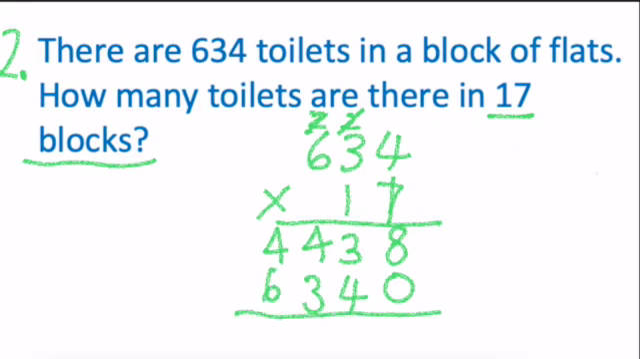Too easy. So I'm going to add the 2 rows now. 8 add 0 is 8. 3 add 4 is 7. 4 add 3 is 7. And 6 add 4 is 10. Now, obviously, I don't have to carry that 1 at the end for the 10 because there's no more rows. So in 17 blocks of flats, there are 10,778 toilets. So just remember, we use multiplication when we have the same number many times.